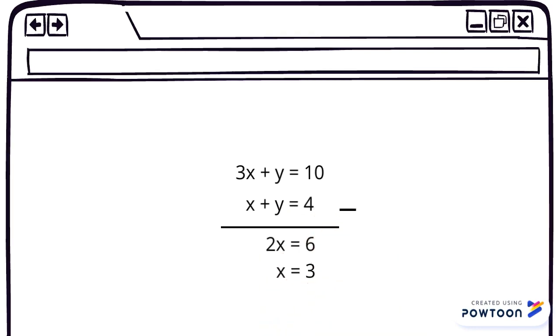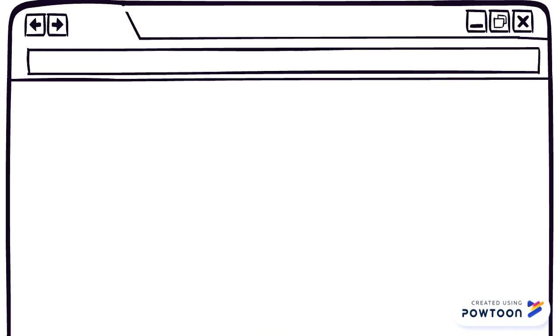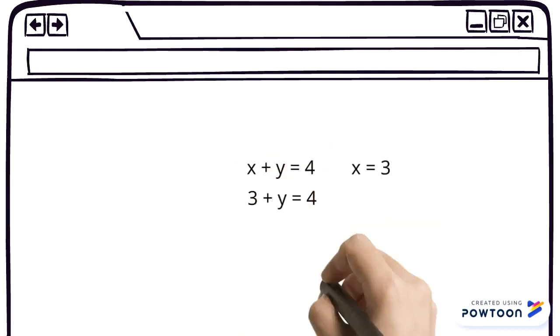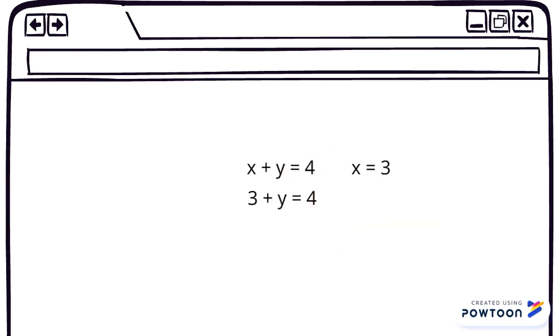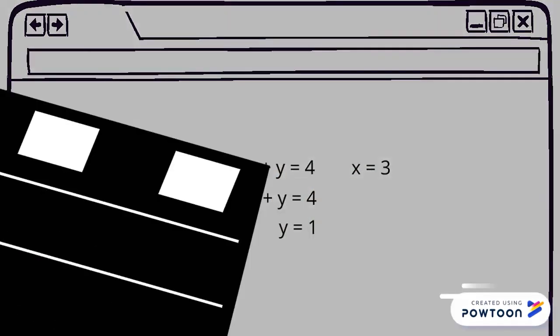Now that we have found x, finding y is easier. We use substitution, which means that we pick one of the equations. We will pick x plus y equal to 4 and replace x with 3. The equation becomes 3 plus y equal to 4, and we get y equal to 1.